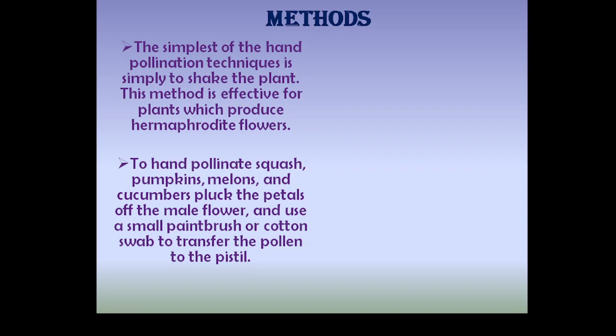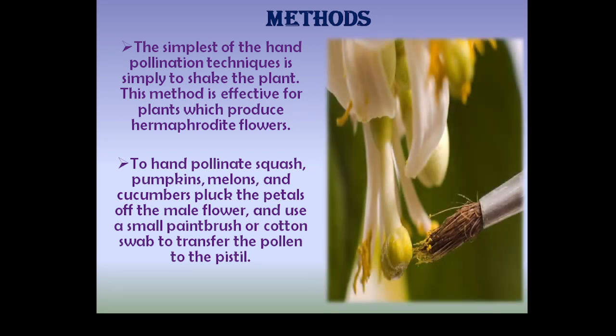And to hand pollinate squash, pumpkins, lemons, and cucumbers, that is the cucurbit family, you have to pluck the petals of the male flower and use a small paintbrush or cotton swab to transfer the pollen to the pistil. You can see the picture here. They are using a brush to take the pollen, and then they are just transferring it to the pistil. You have seen this one.